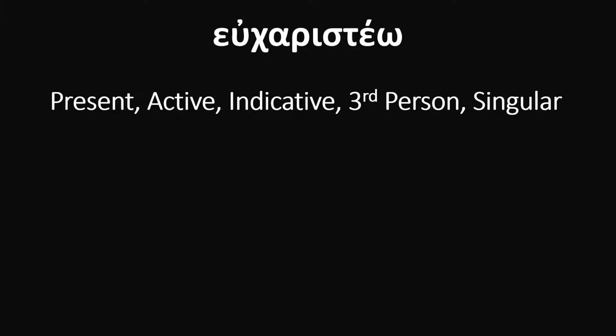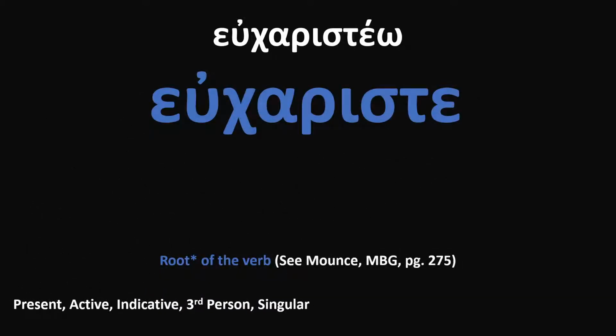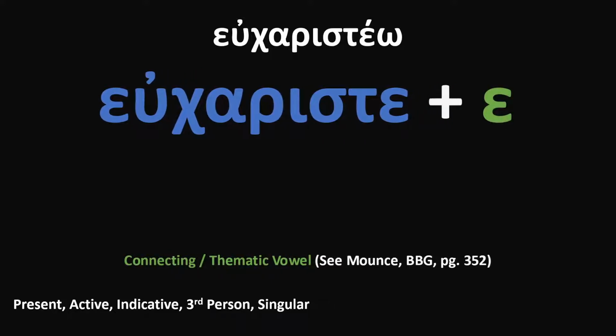Okay, so looking at the Greek verb eucharisteo, how do we form the present active indicative third person singular? Well, we need to start first of all with the stem, or what might more accurately be called the root of the verb, as Mounce puts it, euchariste. Then we need to add the connecting vowel, which is an epsilon for the third person singular.